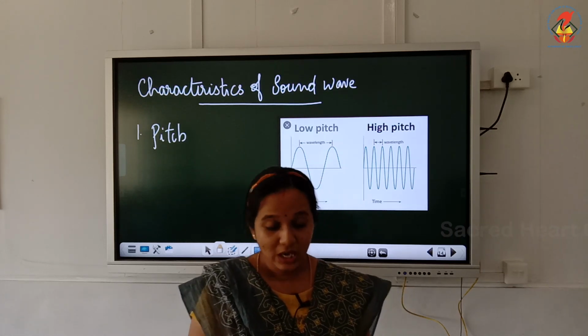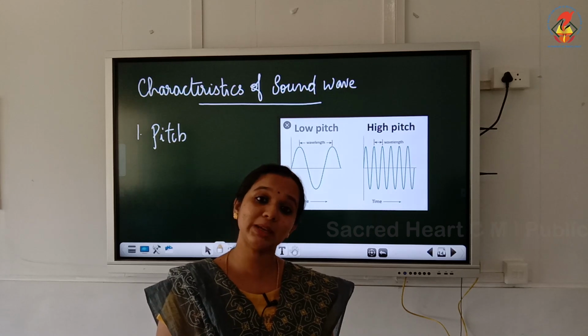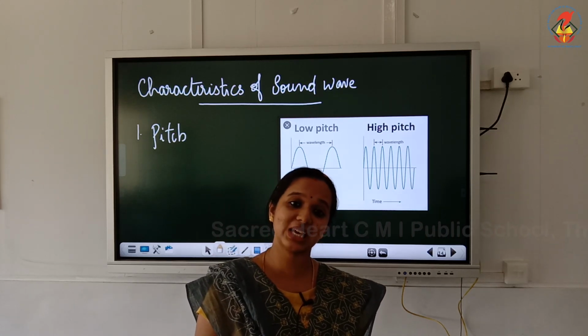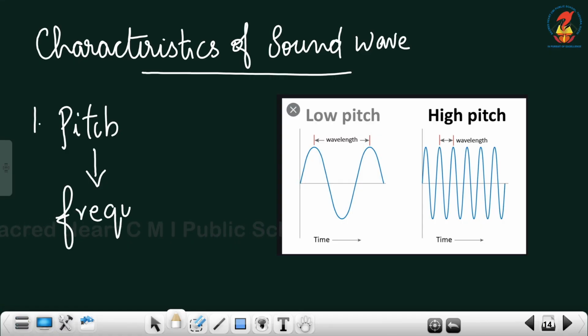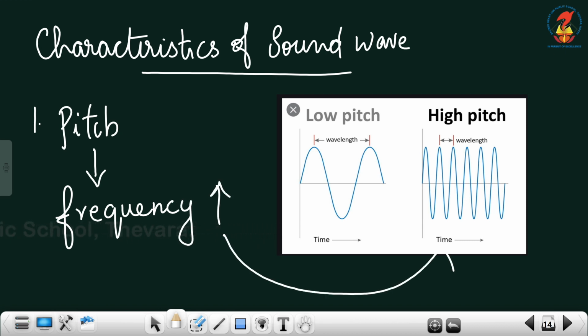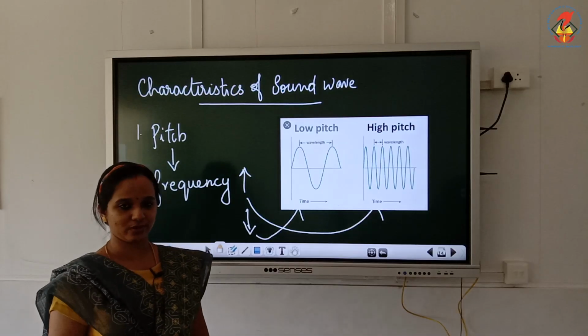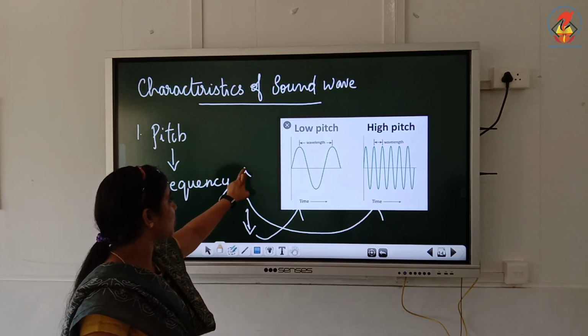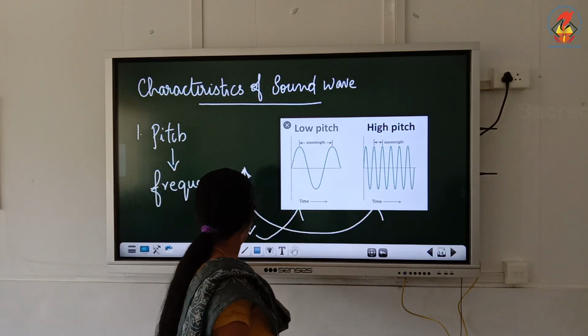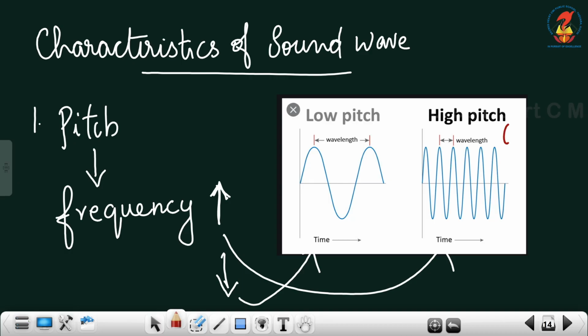The screaming of a girl is a high pitch sound, meaning its frequency is high. So, pitch is related to frequency. If frequency is high, it is a high pitch sound, and if frequency is low, it is a low pitch sound. So, pitch is directly related to frequency. For a high pitch sound, frequency is high, and for a low pitch sound, frequency is less.